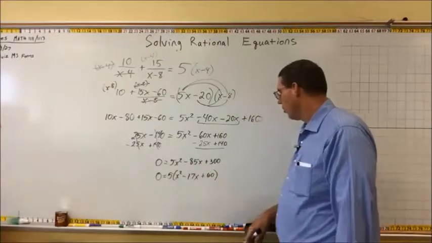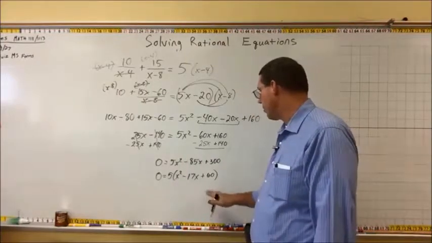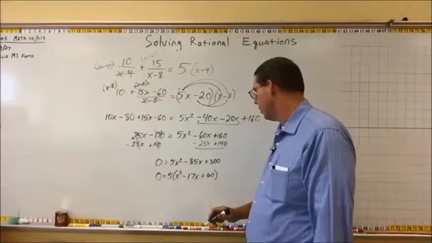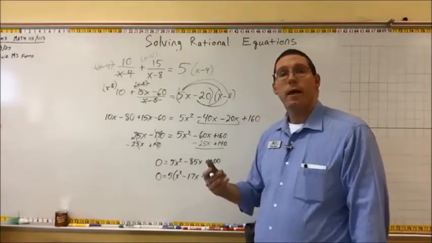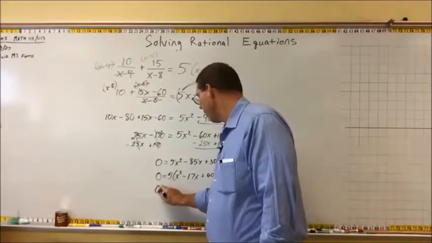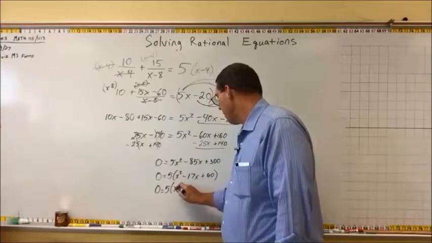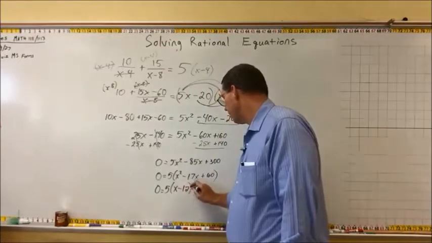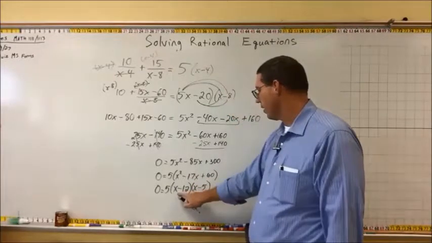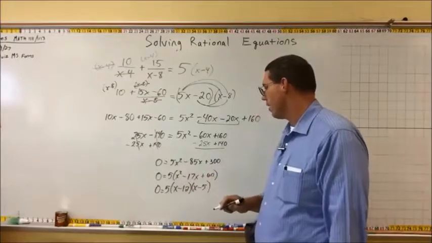And now we're going to look for two numbers that can be multiplied to 60 and add up to negative 17. And those numbers are negative 12 and negative 5, right? So we've got 0 equals 5 times x minus 12 times x minus 5, right? Because negative 5 times negative 12 is positive 60, and negative 5 plus negative 12 is negative 17.